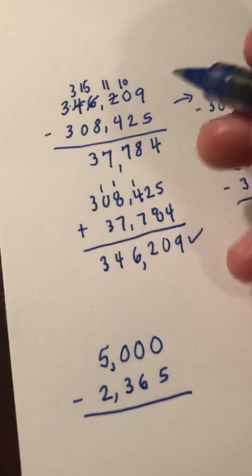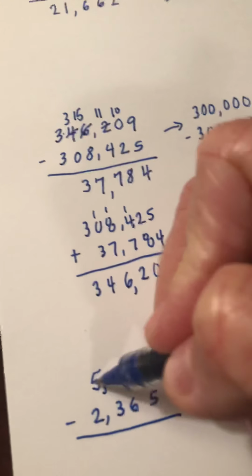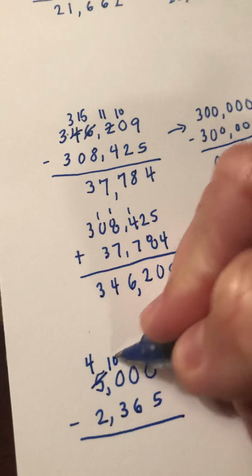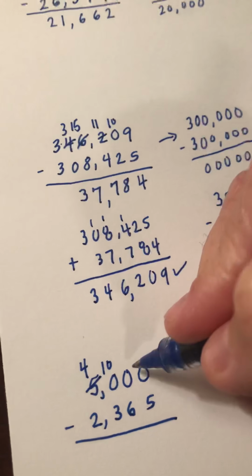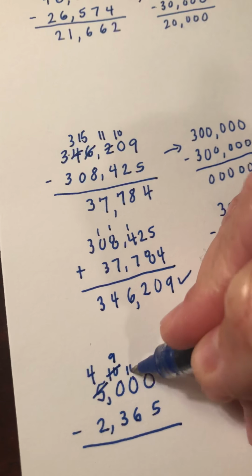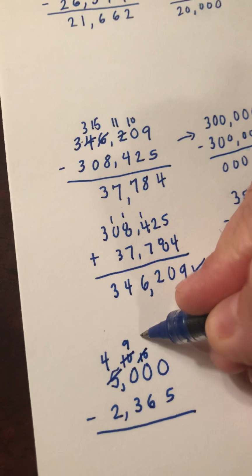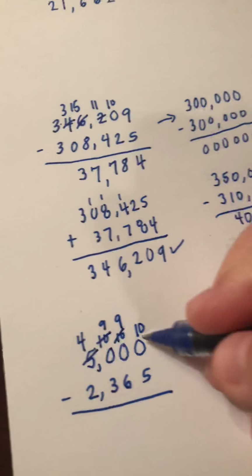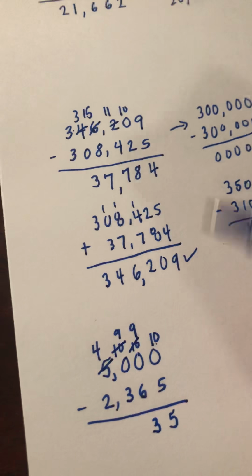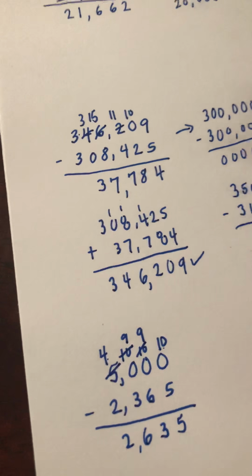Okay, I can't do 0 minus 5, so I'm going to come over here, but there's nothing to take. Nothing to take here, nothing to take here. I'm going to have to come all the way over here, turn that into a 4, take 1, and give 10 right here, not all the way over here. Okay, now that I have 10 here, now I can take 1, turn this into a 10. And now that this has some value, then I can take 1 to turn this into a 10. So 10 minus 5 is 5, 9 minus 6 is 3, 9 minus 3 is 6, and 4 minus 2 is 2, 2,635.